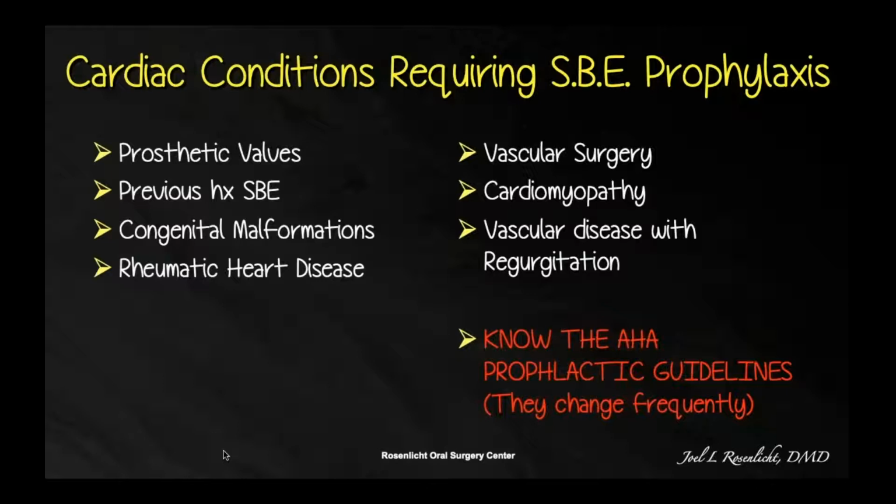What about patients who have a previous history of subacute bacterial endocarditis? I think those patients need to be protected. Depending on the type of congenital malformation that a patient has, they may or may not require pre-surgical antibiotics. Anybody with rheumatic heart disease, I think that patient will be well served by antibiotic prophylaxis.